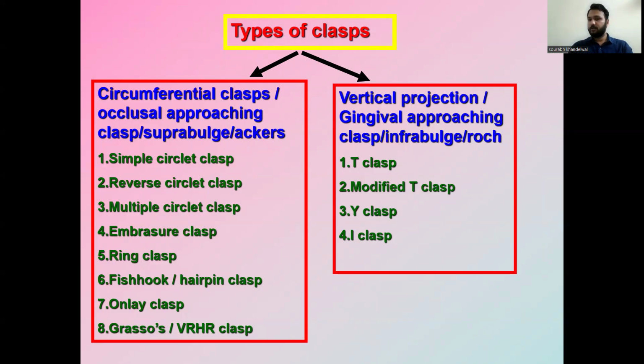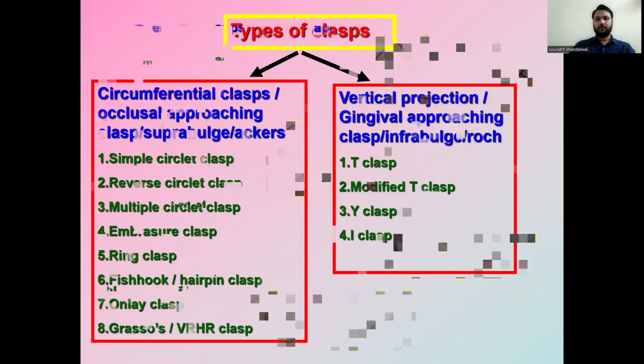And this vertical projection clasp will approach from the gingival and go to the occlusal surface. This is also called infrabulge because it engages the lower one third, the cervical one third of the tooth. And the types of clasp are T clasp, modified T clasp, Y clasp, and I clasp.